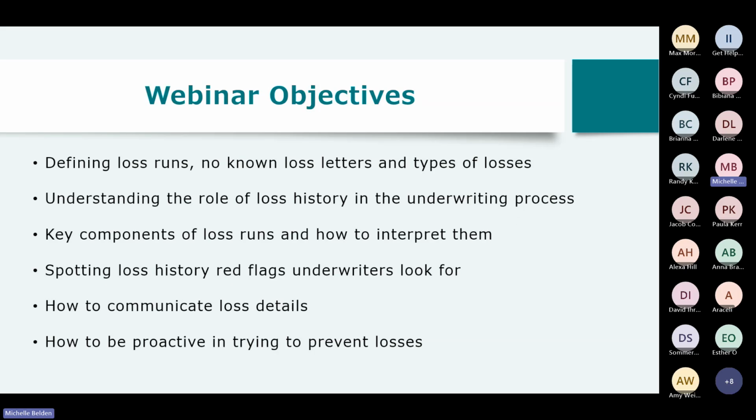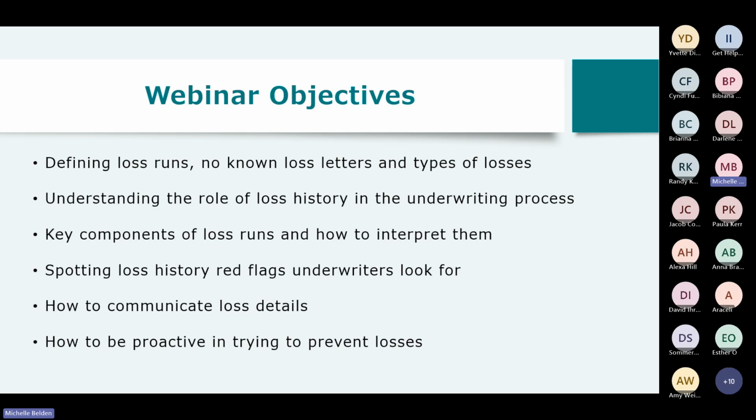So our webinar objectives today, we're going to go over defining what loss runs are, the differences between loss runs and no known loss letters, and types of losses. Really understanding the process in which me as an underwriter, when I'm reviewing your submissions with loss history, how the loss history affects where we can take a risk. Key components of loss runs, because not all loss runs are made equal. So we'll go over various examples of loss runs throughout the presentation, and I will have some spots highlighted to go over some key pieces of information we're looking for.